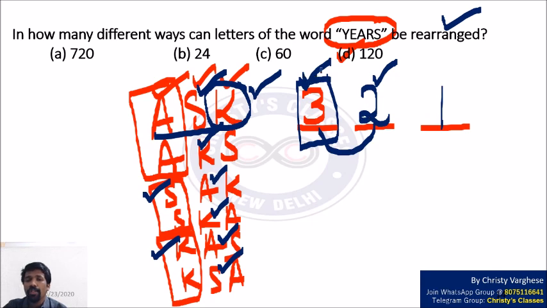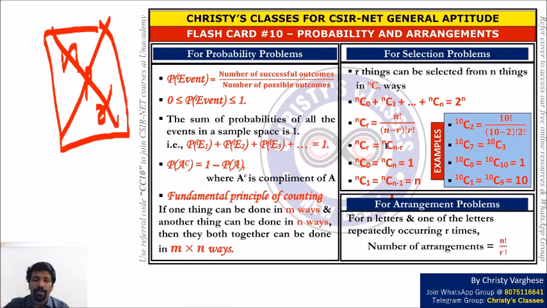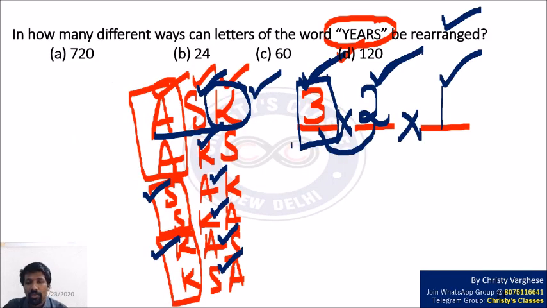And if you can do one thing in M ways, another thing in N ways, another thing in P ways, the 3 things together can be done in M into N into P ways. Fundamental principle of counting again. This rule we discussed in the probability chapter, we are using here also. Or simply speaking, when it is AND, you can multiply. Why AND? Because you fill the first spot and the second spot and the third spot at the same time. So we are multiplying. So 3 into 2 into 1 is 6.